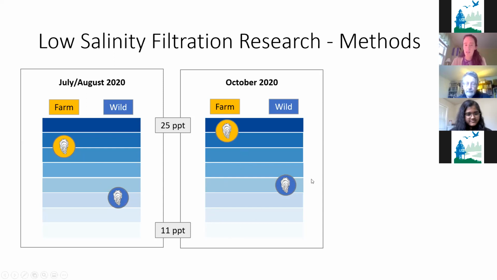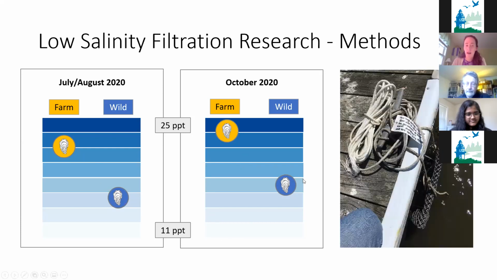After each normal salinity experiment, the 18 oysters that were in the experimental chamber were secured in mesh bags like this one and deployed off docks at low salinity sites for 3 days. At the end of those 3 days, the 18 oysters were placed in the chamber again for a second experiment. These boxes that are appearing now represent the average salinities observed during each of the 4 low salinity experiments. So for the farmed oysters, again analyzed in October 2020, their filtration rates were measured at both 24.5 parts per thousand and then 3 days later at 15.9 parts per thousand.